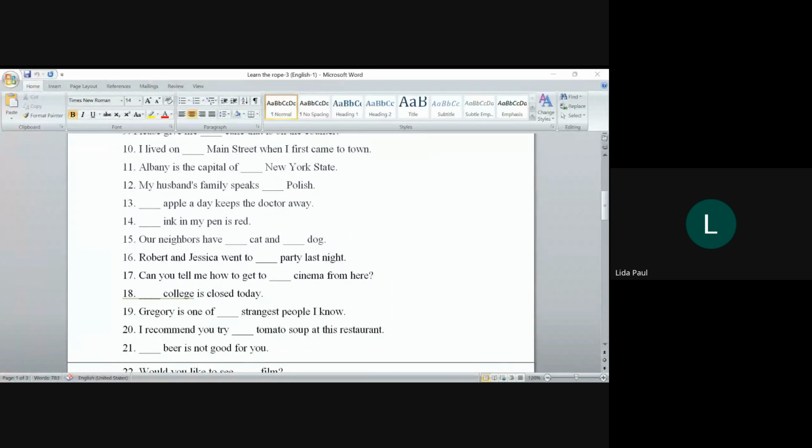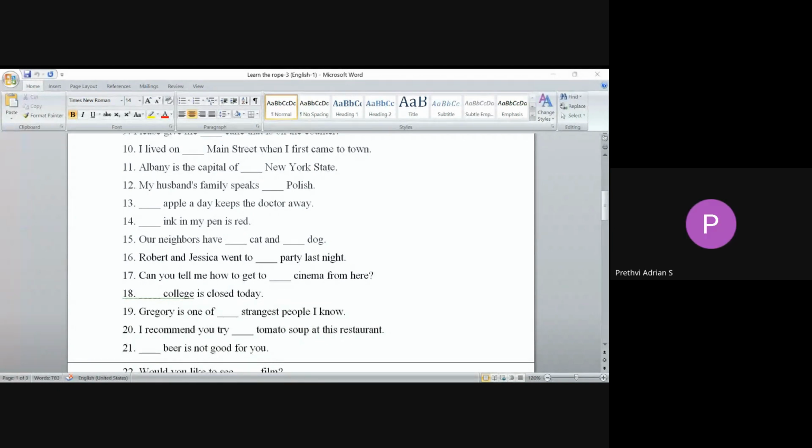Next one, dash apple a day keeps the doctor away. An apple a day, right? Now, can you explain a little bit why we use an here? One of you. Vowel sound. No, that is sure. An is used because of the vowel sound, I understand. But why do we use an besides that? An apple a day keeps the doctor away.